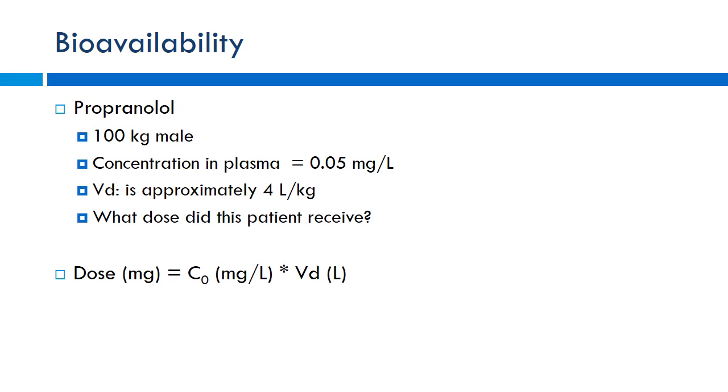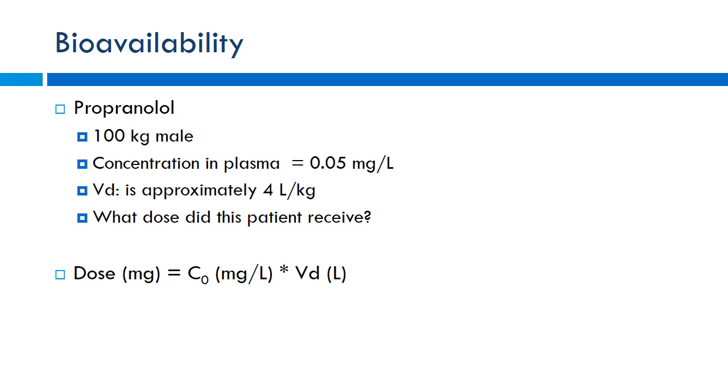Okay, so let's say we have a 100 kilogram male. Let's say our concentration in the plasma is 0.05 milligrams per liter, and we know the volume of distribution is 4 liters per kilogram. What dose do you think this patient received? How would we do that? So we'd use our concentration, that would be our C0, times our volume of distribution. What's the volume of distribution for this guy? 4 times 100.